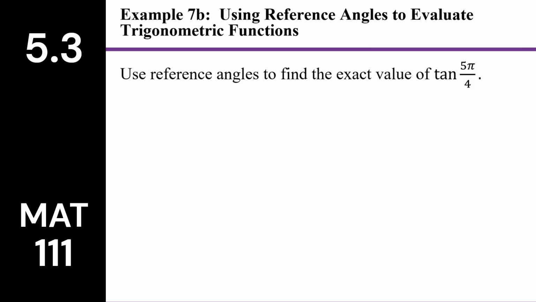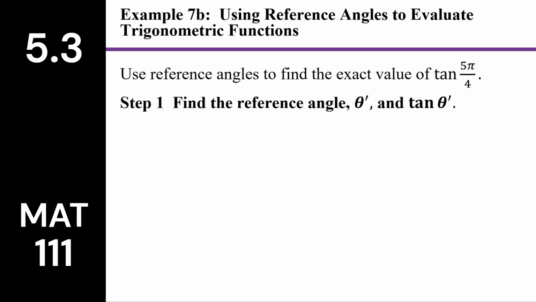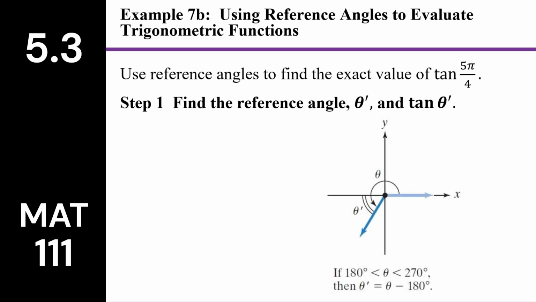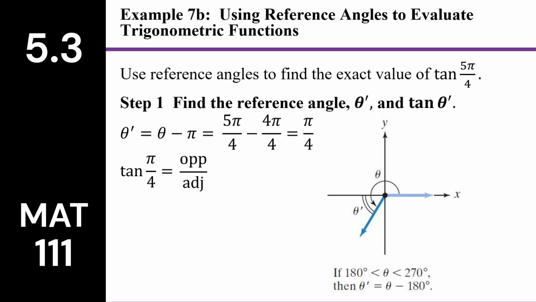Use reference angles to find the exact value of the tangent of 5 pi over 4. The first step is to find the reference angle and then the tangent of the reference angle. Since our angle terminates in the third quadrant, we subtract our angle minus 180 degrees. Since this is in radians, we'll subtract pi, so we get our angle minus pi, which I wrote as 4 pi over 4 because we need the common denominator. That reduces to pi over 4.